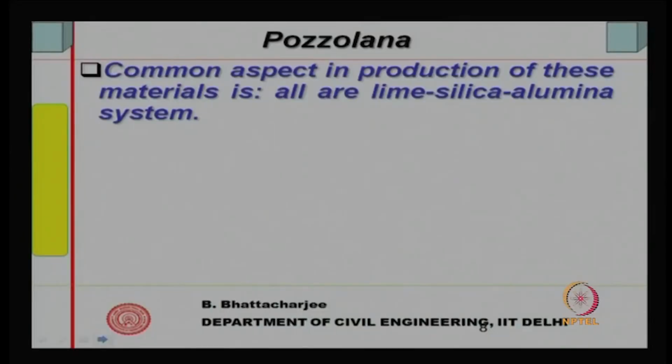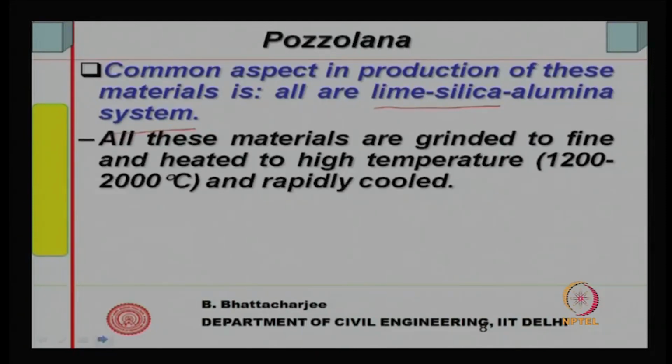These materials have commonalities: all contain silica which can react, right. All of them come from the lime silica alumina system, they have silica and alumina. A second aspect common to these materials is that they are ground fine and then heated to a high temperature, 1200 to 2000 degree centigrade, and they are rapidly cooled, both silica fume as well as fly ash.